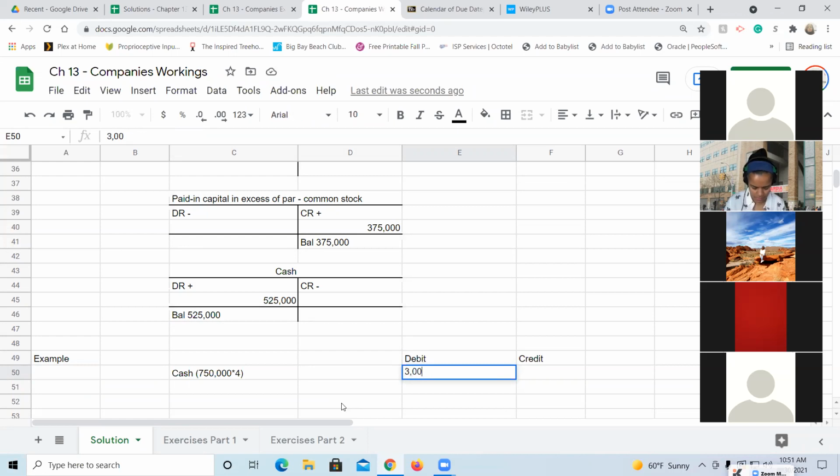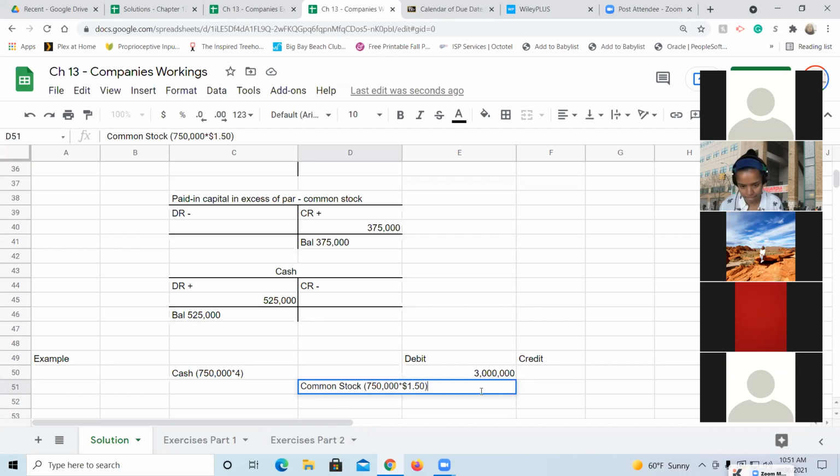Sorry, just hang on. I was trying to work faster than I should and not doing a good job. So common stock is going to be the par value times the number of shares, right? So the shares is the same, 750,000 shares times, tell me, 1.5. Yeah. And then you credit 1,125,000. Yes.